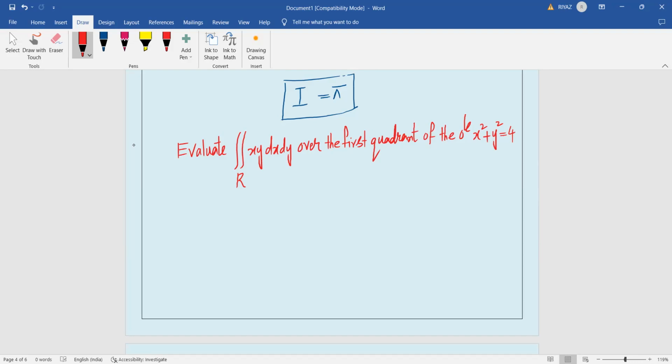So first of all, what we will do when we don't have the limits, we always try to draw the figure first of all.